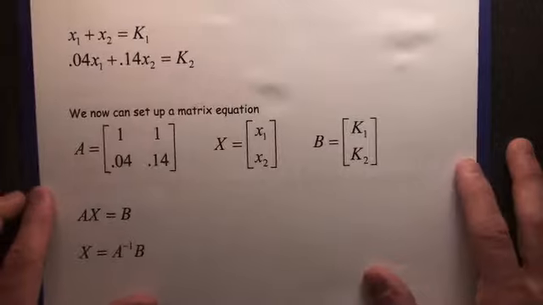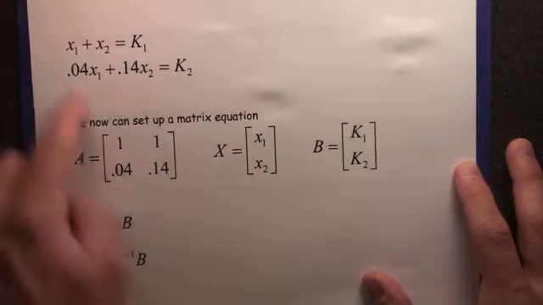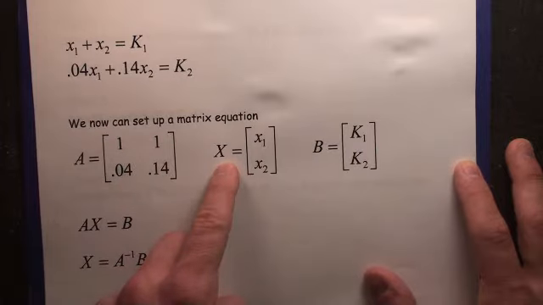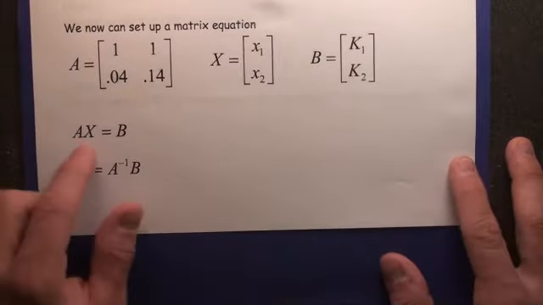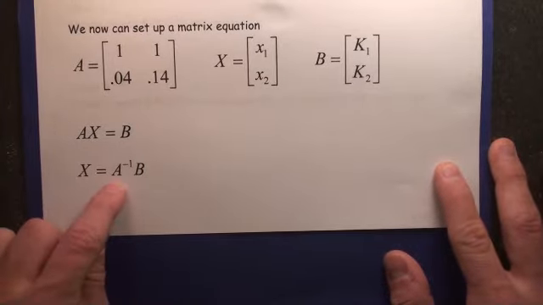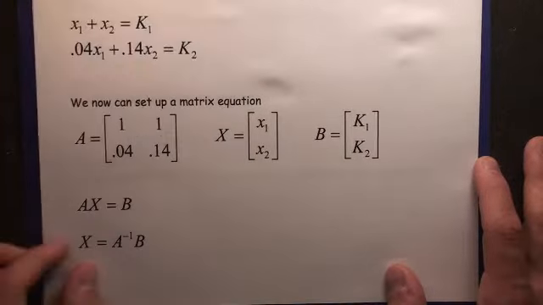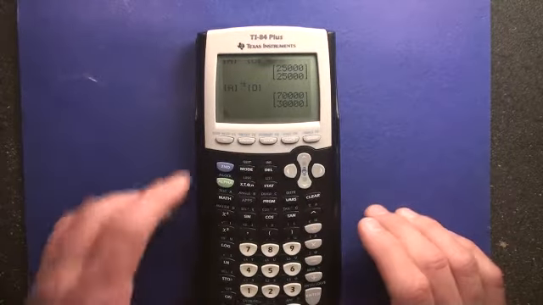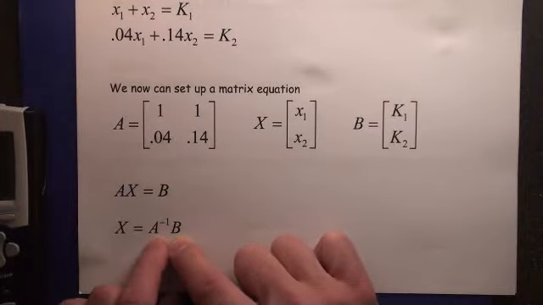So what we're going to do is take this system of equations and put it into a matrix. There's the coefficients, 1, 1, 0.04, 0.14, right there. Matrix X is X1 and X2, and matrix B is K1 and K2. So therefore, we can say that matrix A times matrix X equals matrix B, and therefore X equals A inverse times B. So now what we're going to do is, bam, get the calculator out. So let's do that. And we are going to do A inverse times B.